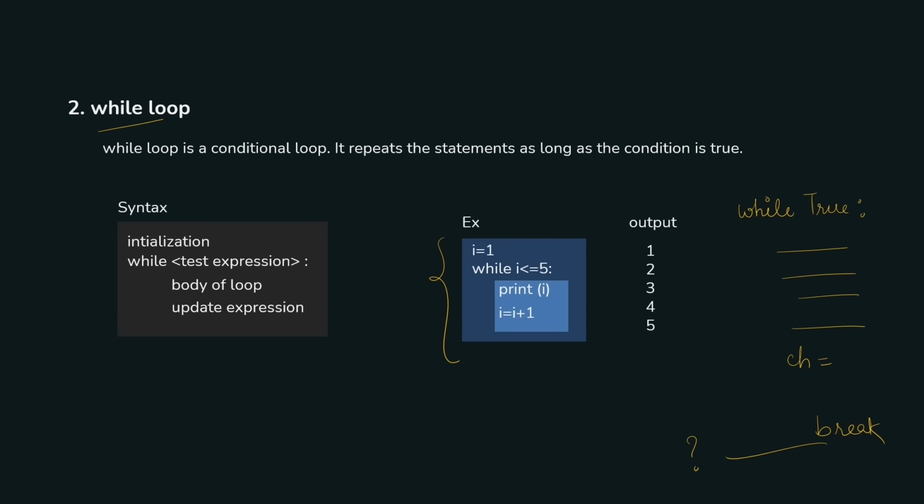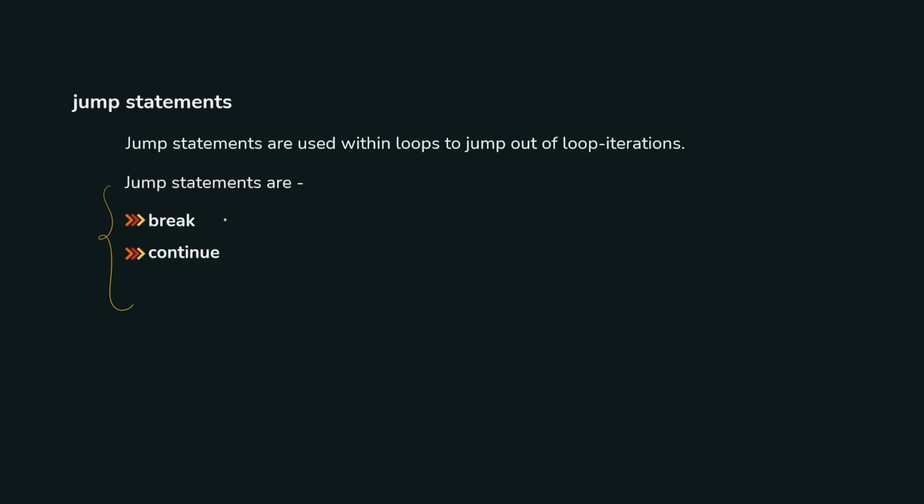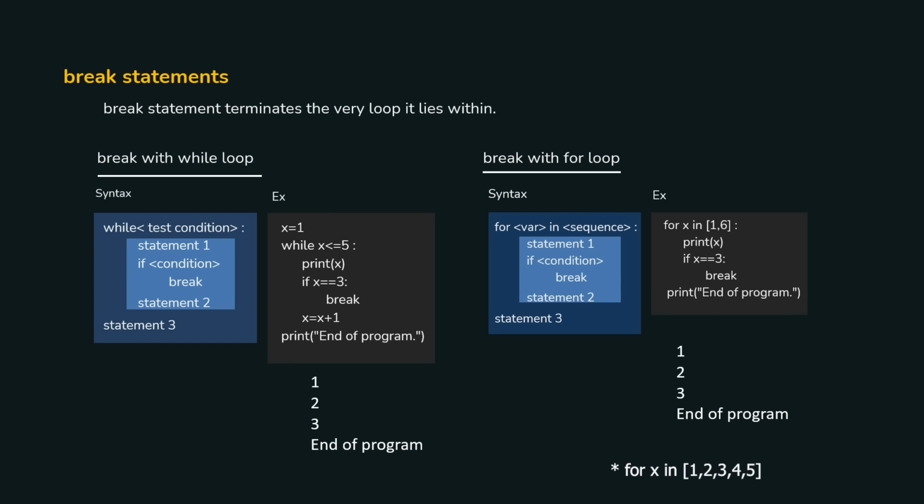Alright then, now let's try to understand the jump statements. There are 2 jump statements, break and continue. Why do we need jump statements? To come out of the loop in between. The break statement will terminate as soon as it is encountered. Generally it is written with an if condition. When the condition is satisfied, then we have to come out of the loop. As soon as the break is encountered, the control will come out of the loop.